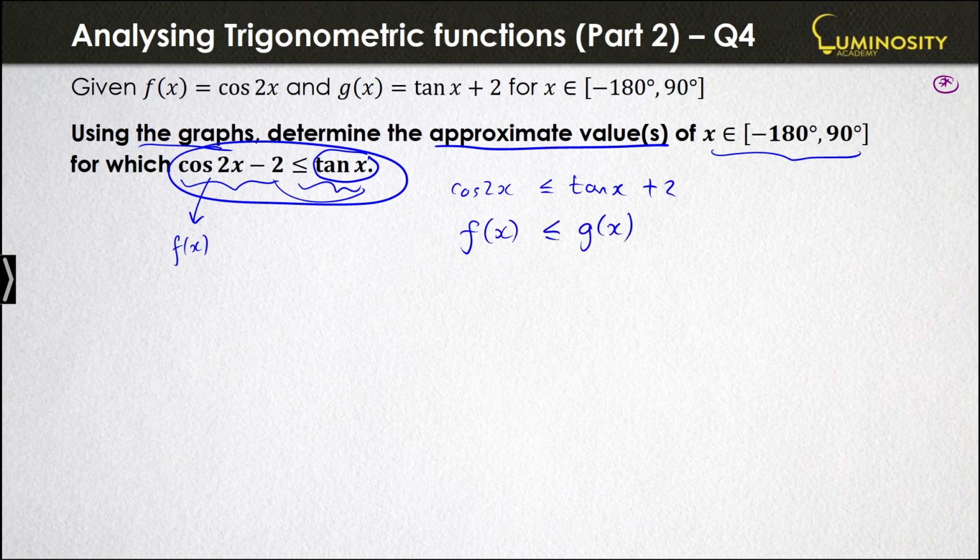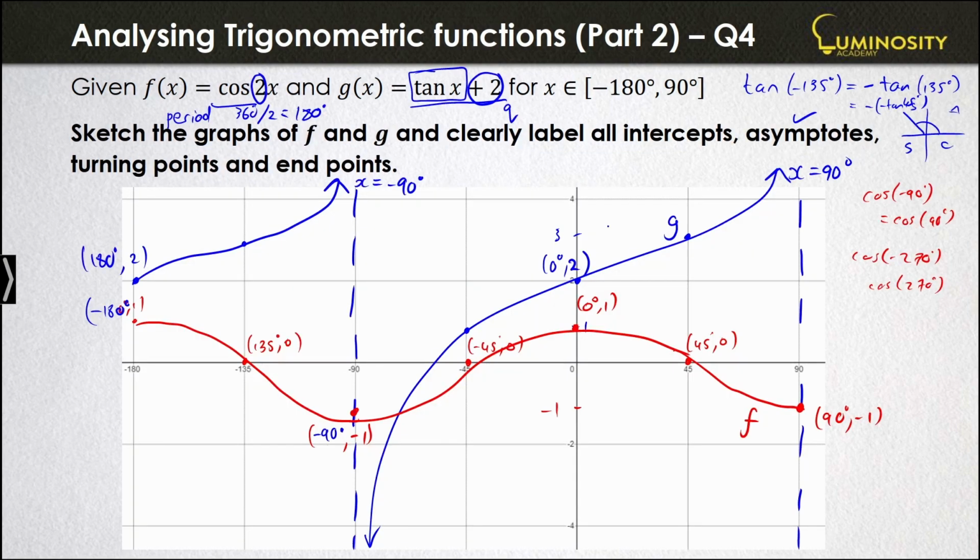So we're looking for when is the f graph, in our case the red graph, when is it below the blue graph, g of x. So the red graph, can you see from negative 180 degrees, it is strictly below the blue graph, all the way up until the asymptote, essentially, up till negative 90 degrees. So after the asymptote, can you see now the red graph is now above the blue graph. So we do not consider that interval, because we want when the red graph is below the blue graph.